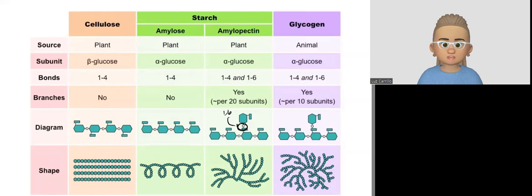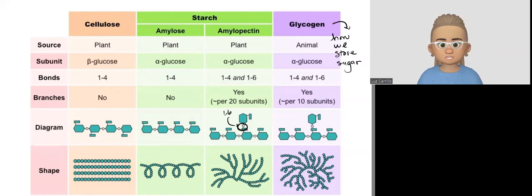Glycogen is also known as animal starch because its structure is very similar to amylopectin. And glycogen is how we store sugar as humans. We can see that the shapes of these different molecules are different.